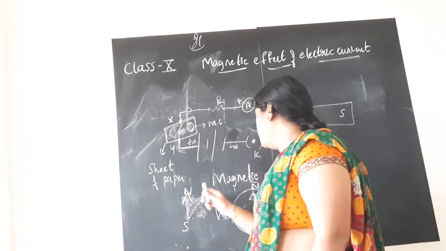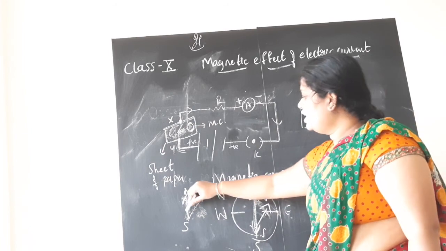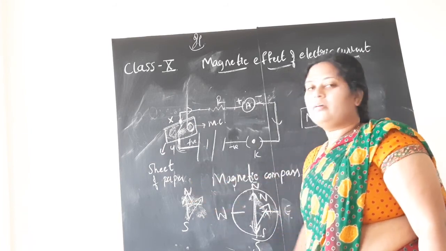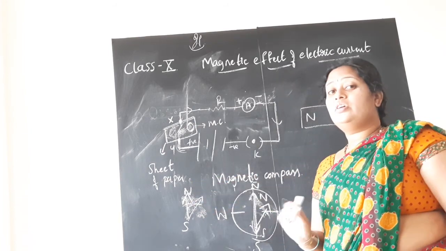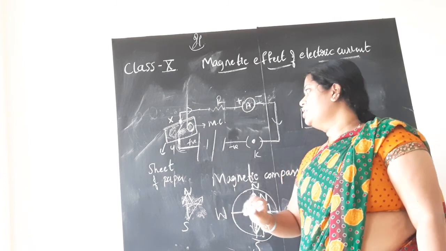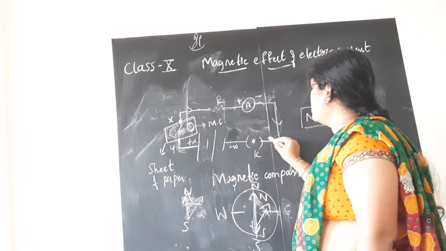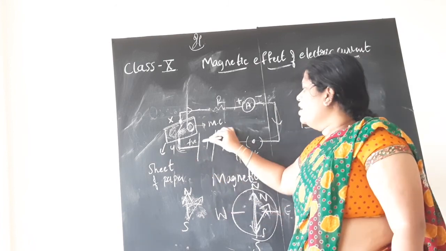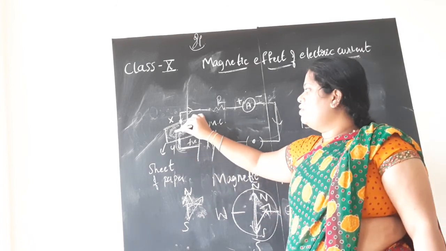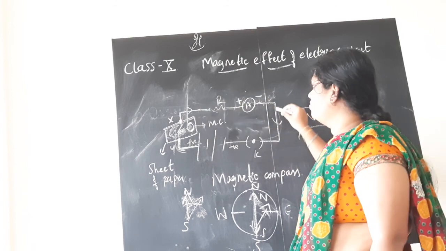Deflection means it will just go like this and come back. Deflection is seen. You should observe it. It happens very fast. And again it passes through the resistor and ammeter, and again it goes to the negative of the battery. Again from the positive of the battery it will go, and again deflection is seen.